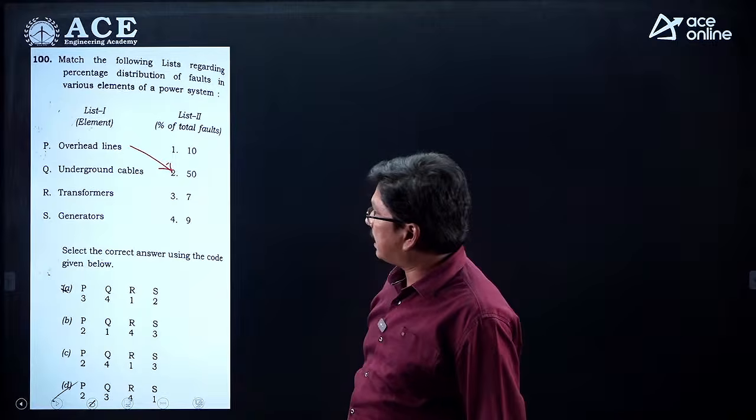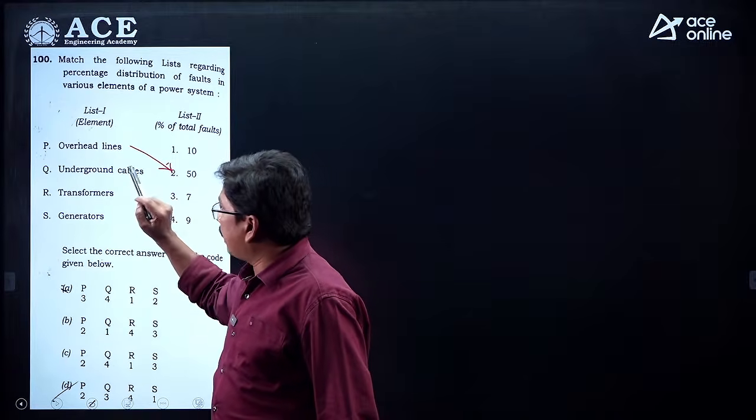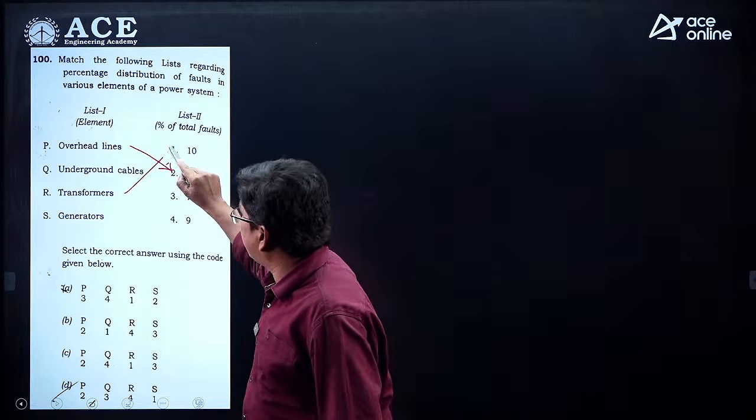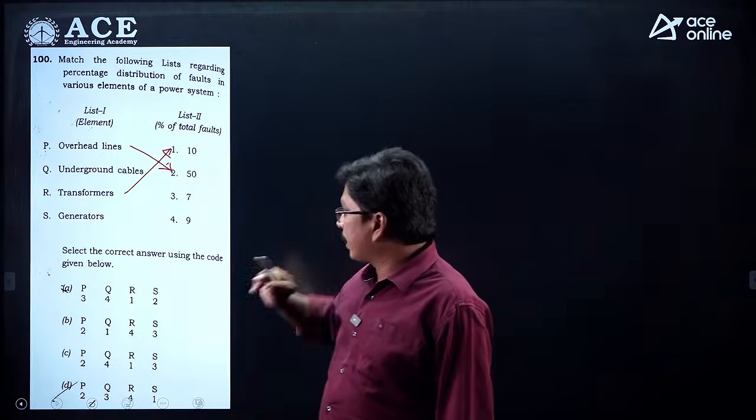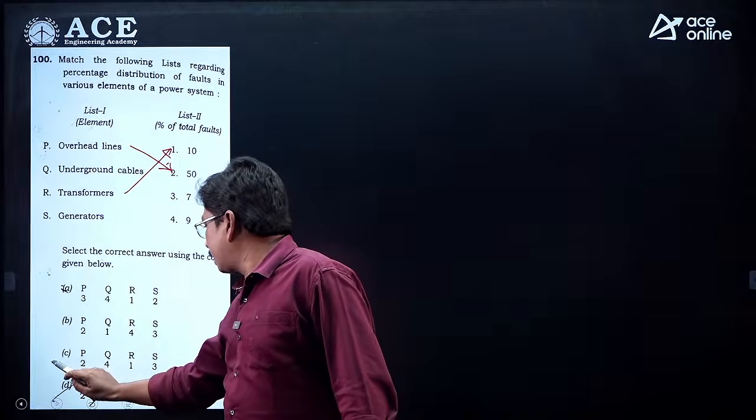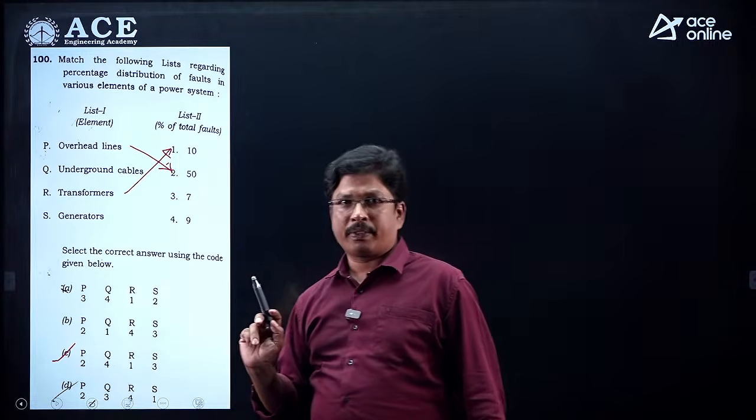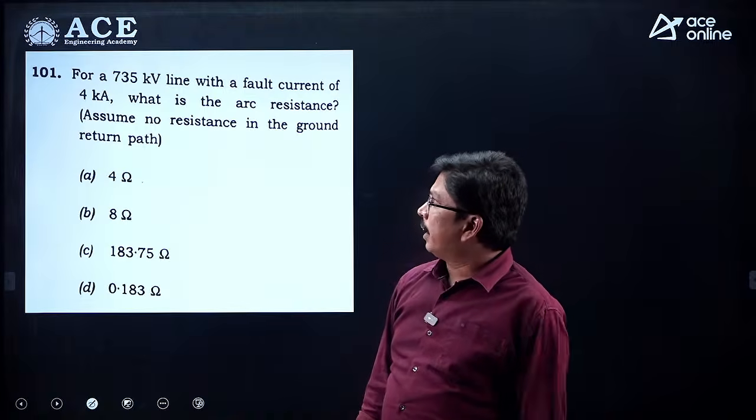3 options are there. And next one is the transformers. The transformers are also in open area. The next highest one give to the next one. So R1, P2, R1. So that we can go with option C. Least probability of fault is generators. Got it, right? Next one.